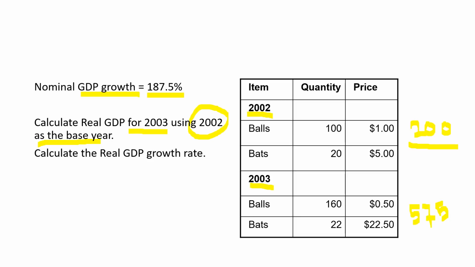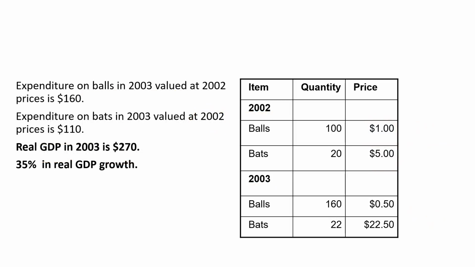Now we need to calculate real GDP for 2003 using 2002 as the base year, and then calculate the real GDP growth rate. Here they defined which year is the base year, which is 2002. So we are going to use the prices of 2002 in order to calculate our GDP, because 2002 is the base year. So for balls it's $1 and for bats it's $5.